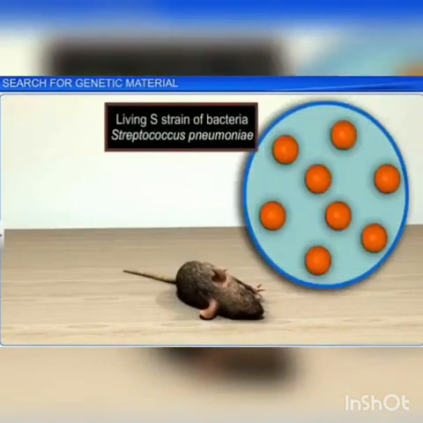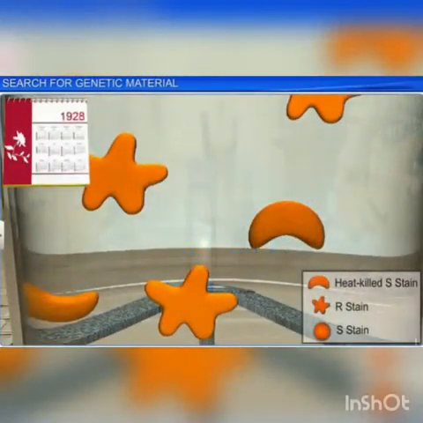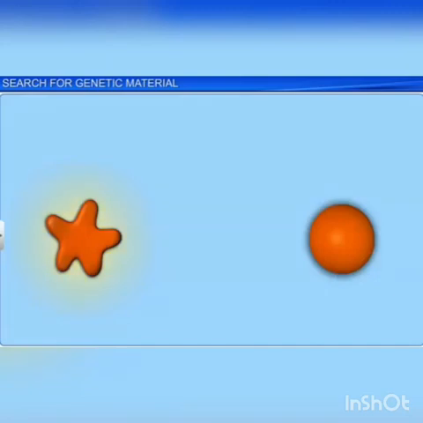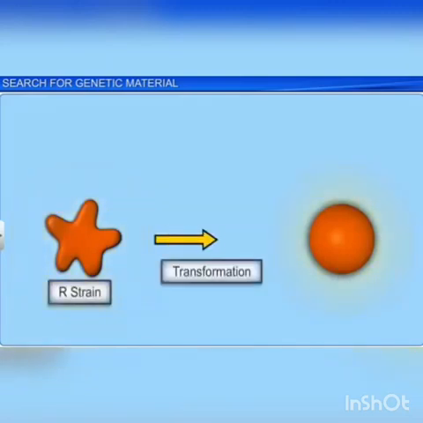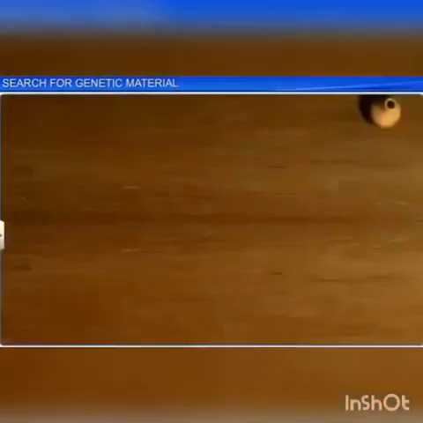So, on the basis of this experiment, he concluded that the heat-killed S strain bacteria had somehow transformed the R strain bacteria. He also concluded that the reason the R strain bacteria produced the smooth polysaccharide coat and became lethal and virulent was the transfer of some genetic material from the heat-killed S strain bacteria. However, there was still no means to identify the genetic material that was transferred and responsible for the transformation process.